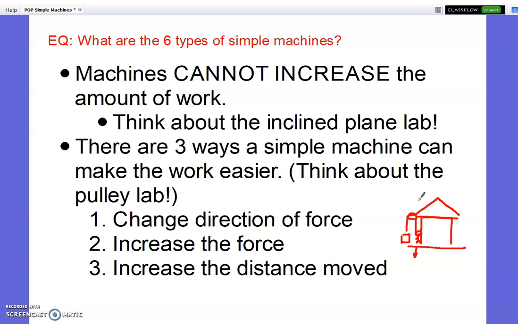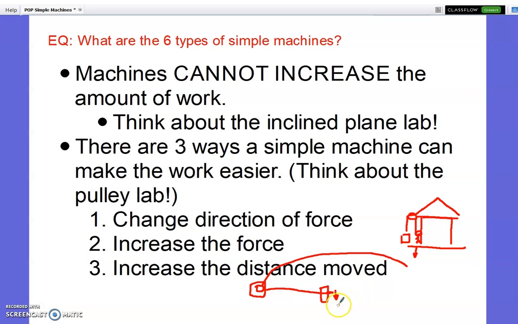Another way that a simple machine can make the work easier is it can increase the distance moved. This would be like a catapult. So with a catapult, here we have the object that we're going to launch over here, and we want to fire it a long distance. And so what we do is we move this side here a short distance, and this goes a long distance then.